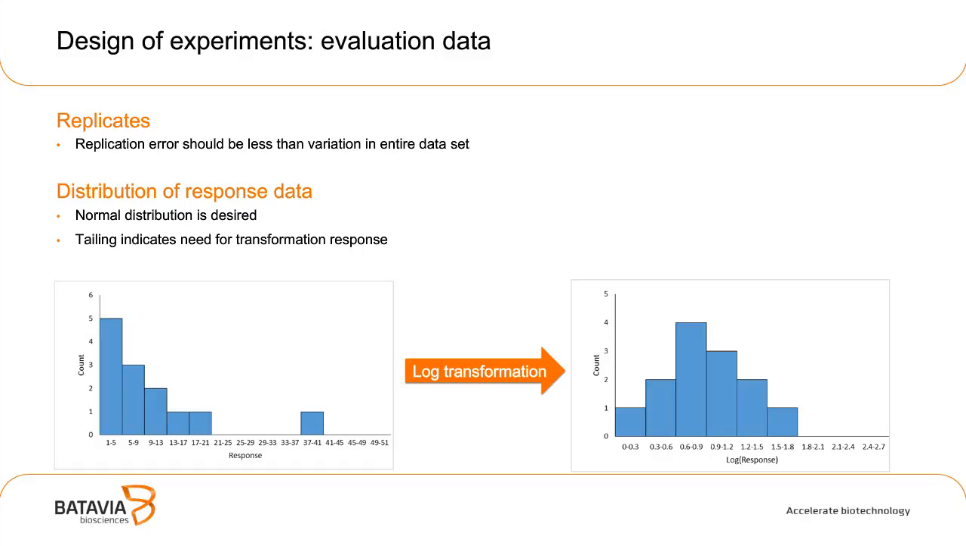That normally indicates that you better transform your response, for example, by using a log transformation, but it can also be another transformation. And in this case, if we perform a log transformation and then count against the log of the response, we see that the data set we get is looking more like a normal distribution, and this is a much healthier data set to analyze.